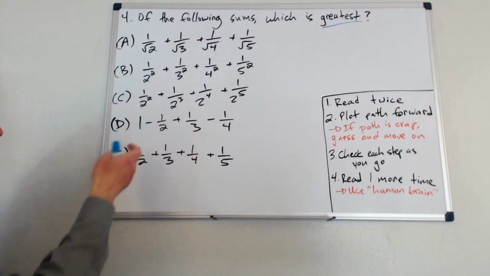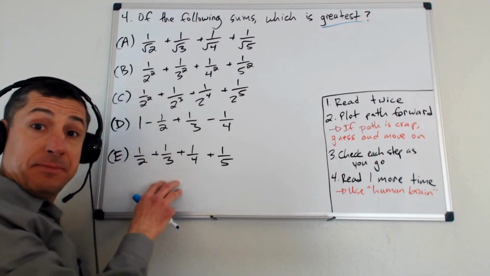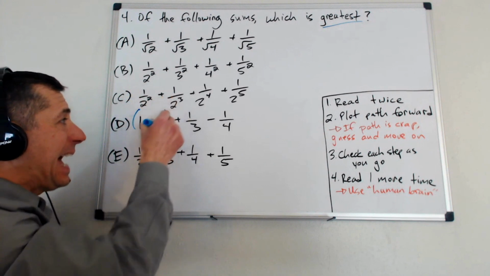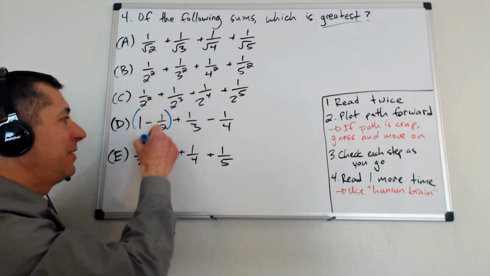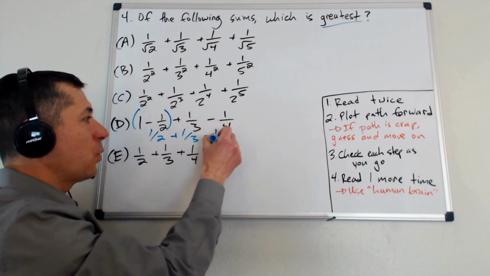So I might go, okay, can I do something with D and E? These are my nicest numbers to kind of make them easier to compare. Well, I notice right here, 1 minus a half. Well, that's just a half. So now I've got a half plus a third minus a fourth.